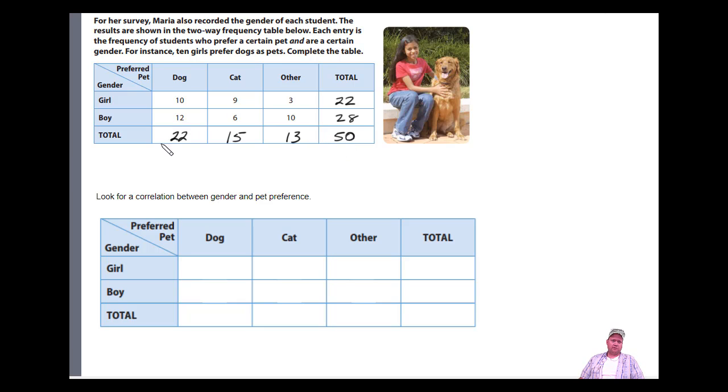So this row right here looks just like the example that we had before, only now the results are broken up between boys and girls.